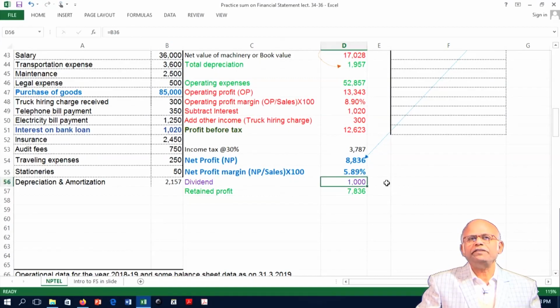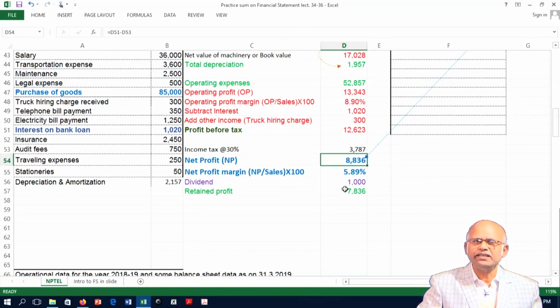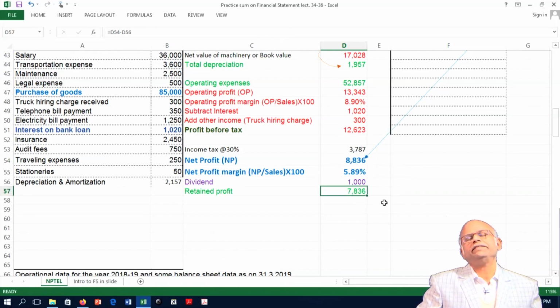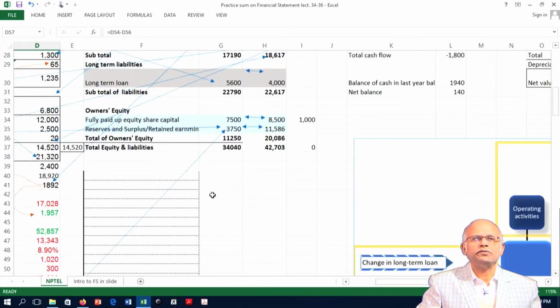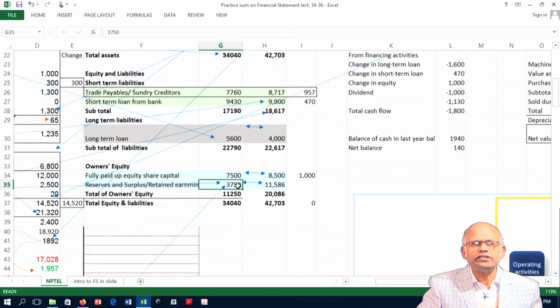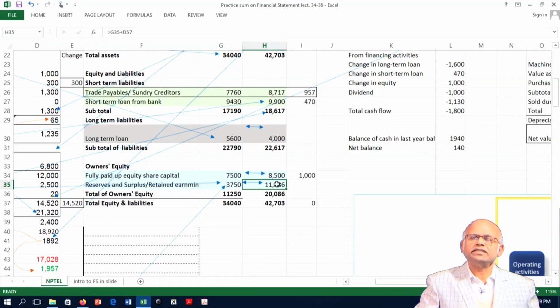This company paid dividend of 1000 rupees. So, pay that dividend out of 8836. So, you are left with 7836. This amount goes to the balance sheet and merges with reserves and surplus. So, from here it is added to reserves and surplus of the previous year to receive the reserves and surplus of the current year.